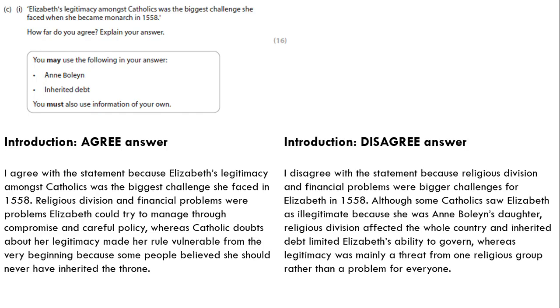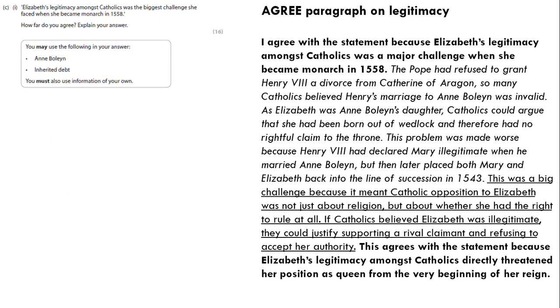On the other hand, if you were to disagree overall, you could say that religious division and financial problems were bigger challenges for Elizabeth in 1558. Although some Catholics saw Elizabeth as illegitimate because she was Anne Boleyn's daughter, religious division affected the whole country, and inherited debt limited Elizabeth's ability to govern, whereas legitimacy was mainly a threat from one religious group rather than a problem for everyone. So the criteria used if you're disagreeing would be legitimacy doesn't affect the whole country. Other issues, especially financial problems and especially religious division, do affect the whole country, therefore they are bigger challenges. Let's look at how we'd write individual paragraphs.